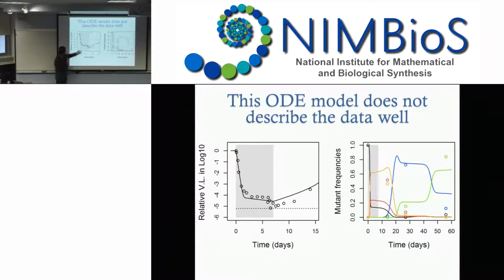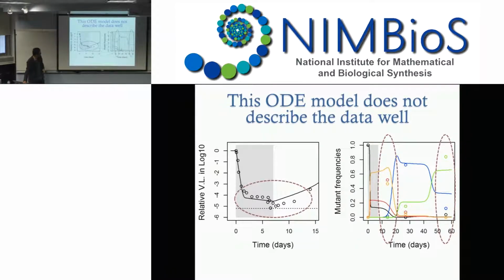What you realize is the model doesn't explain the viral load data really well, and it also doesn't describe the rapid turnover of different strains very well. These different strains are color-coded the same as in the phylogenetic tree. As you can see, it doesn't predict the turnover of different mutants here. So to make it clear, I've drawn circles around this model discrepancy.